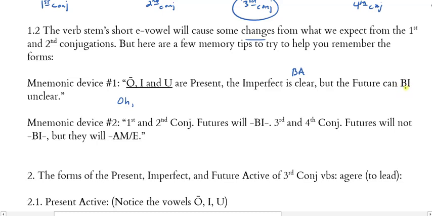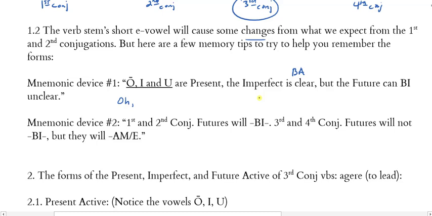Here, what I'm trying to signal to you is that the tense morpheme be is not going to clearly be on the future form for these third conjugation and, as we'll learn, fourth conjugation verb forms. Okay, so that's mnemonic device number 1.